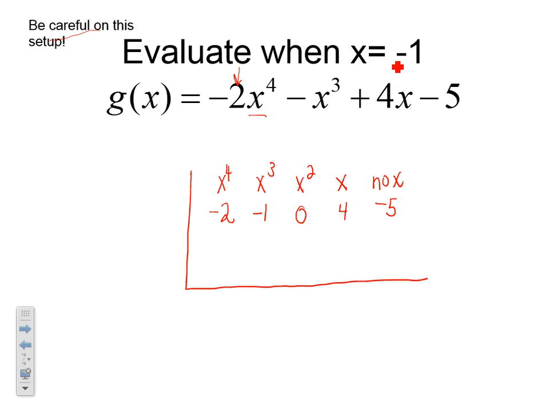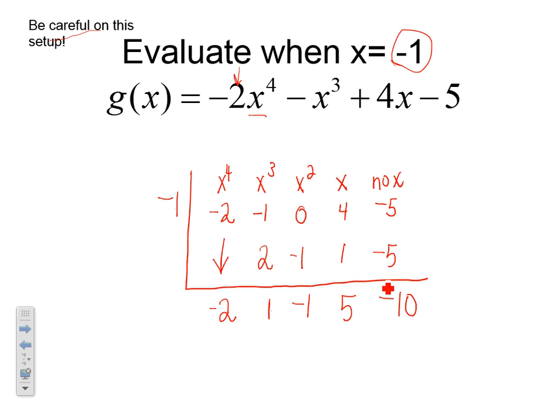Now we are going to evaluate when x is -1, so I'm going to put a -1 out in front. Okay, same process. Bring the -2 down. -2 times -1 is 2. Add the column, which would be 1. Multiply it by the outside number. Add the column. Multiply it to the outside number. Add the column. Multiply to the outside number. Add the column. Now when you get here, that is your answer.